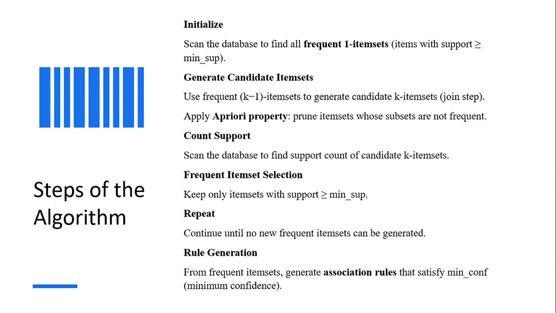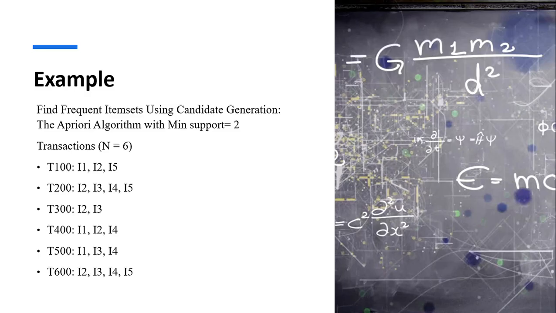So let us check with the help of an example. Find the frequent item sets using candidate generation. We have to use the Apriori algorithm over here with minimum support as 2. Minimum support will be given in your question. It can be 2 or 3 or 4 or 5, and there will be a number of transactions. Either it will be 6 or 7 or 8 or 10. That depends on the question.